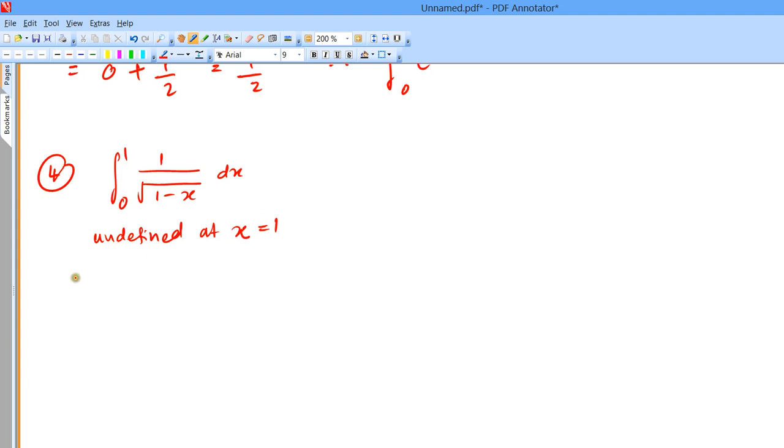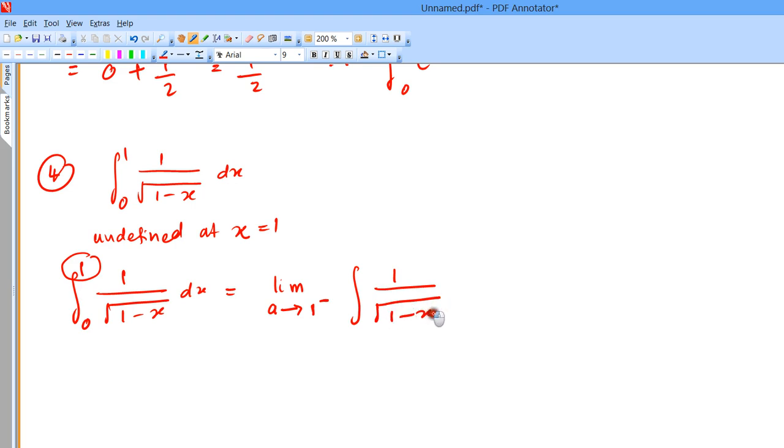So we can write the integral of 1 over square root 1 minus x dx from 0 to 1 as a limit. Since the function is undefined at x equal to 1, which is the upper limit, a approaches 1 from the left. We integrate 1 over square root 1 minus x dx, then substitute lower limit 0 and upper limit a, and then we can integrate, with the limit as a approaches 1 from the left.